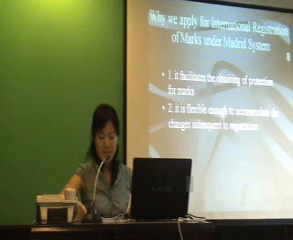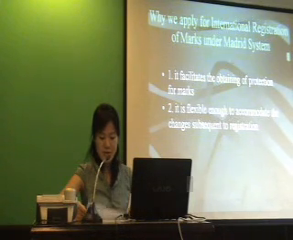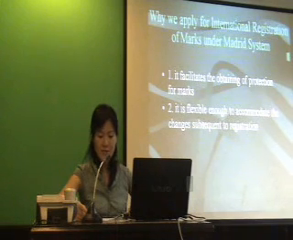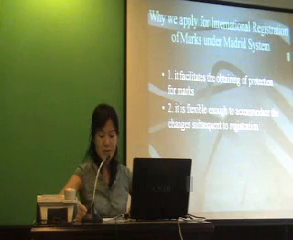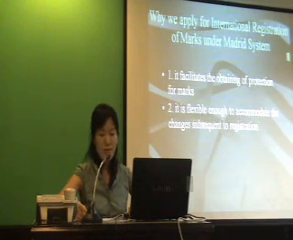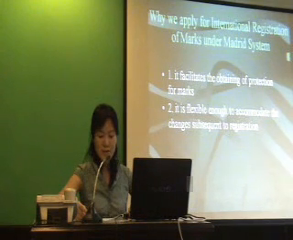The objectives of the system are twofold. Firstly, it facilitates the obtaining of protection for marks. The registration of a mark in the international register produces the same effect as national registrations. What's more, contracting parties may be designated subsequently.